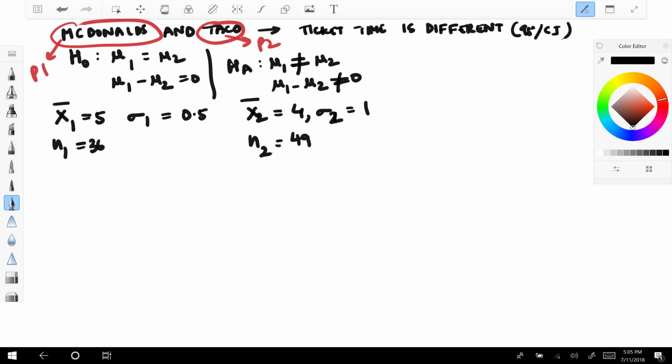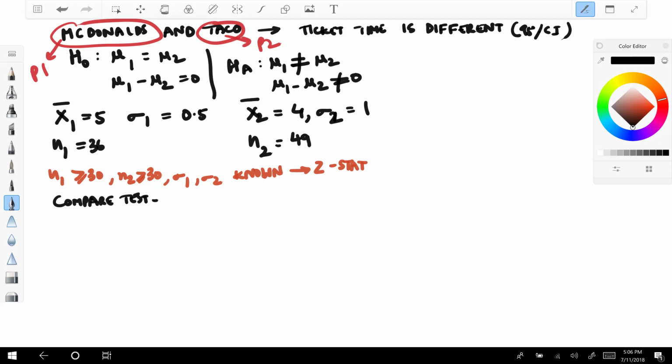Since both n1 and n2 are greater than 30, and sigma 1 and sigma 2 are known, we can apply z-stat. So the next step is to compare the test statistic with the critical value.